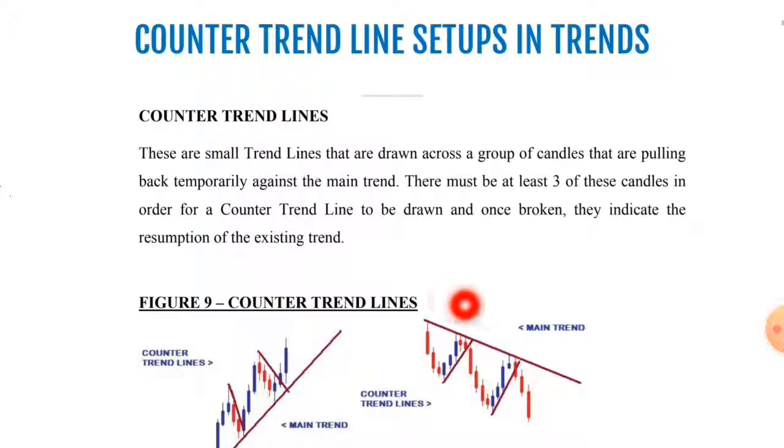You'll also find counter trend line setups are also useful in conjunction with downtrend lines, and these counter trend lines are basically the small trend lines that you can draw below the candles as the market temporarily reverses before resuming the downtrend.